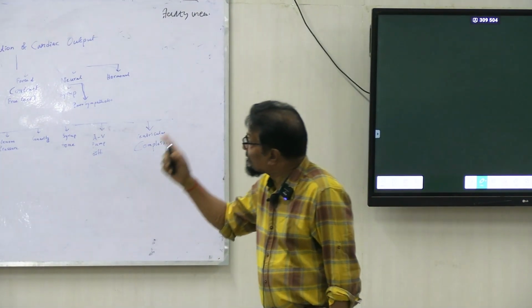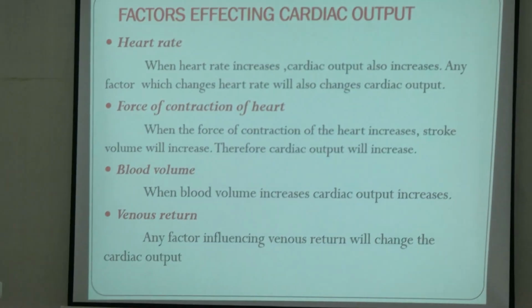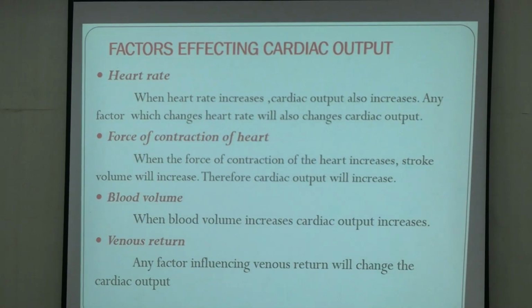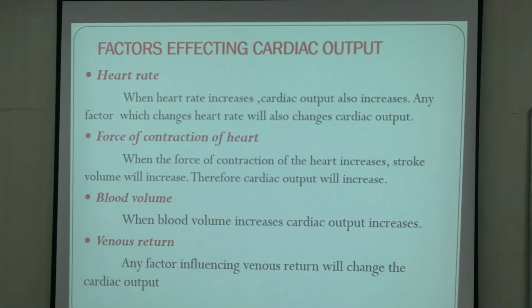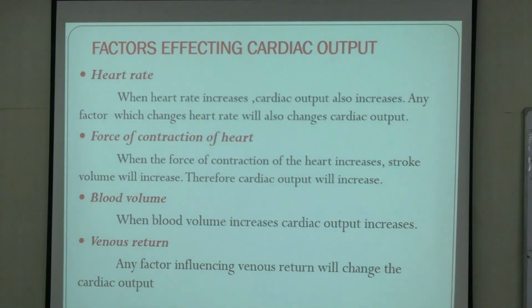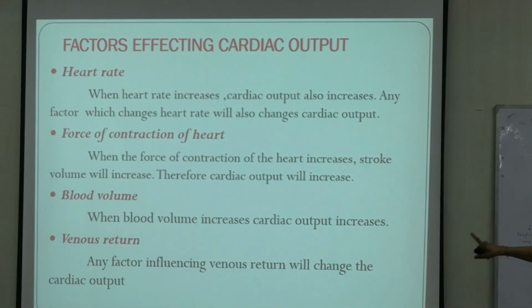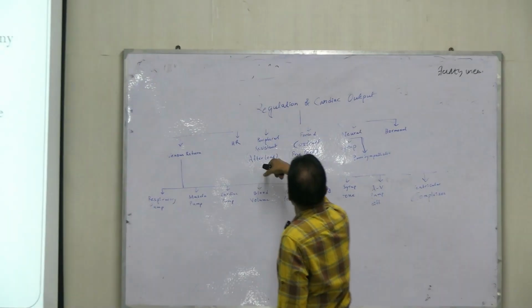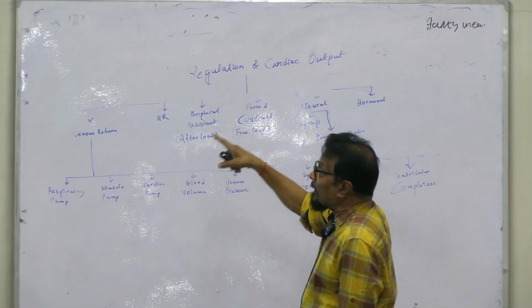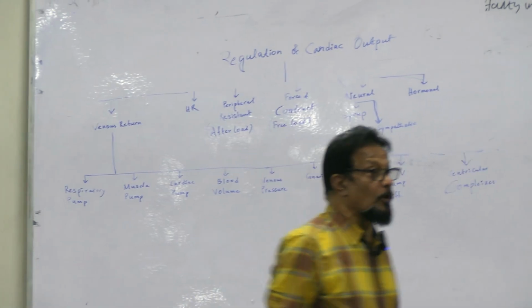Now, what are the factors that will be regulating our cardiac output? We will be studying the regulation. These are the 4 main factors: heart rate, force of contraction, blood volume and venous return. These are the important factors.